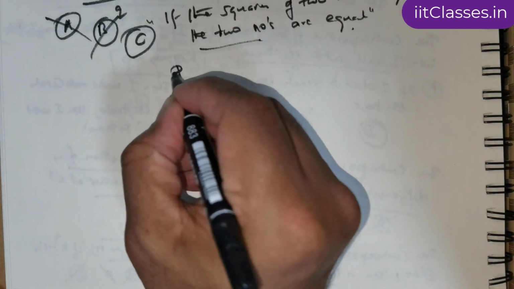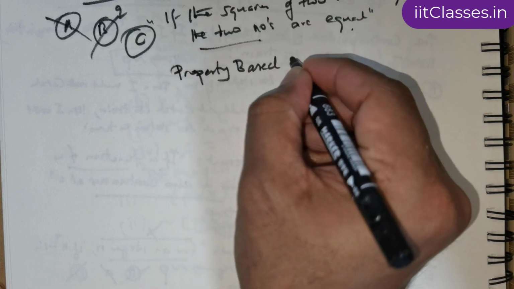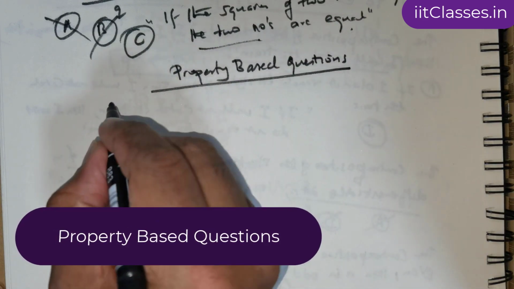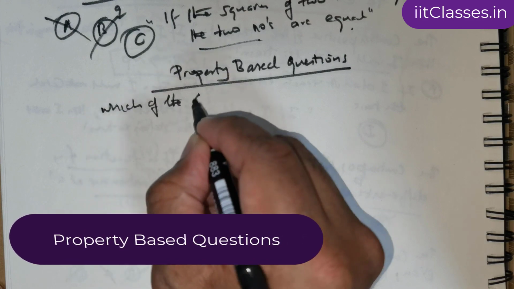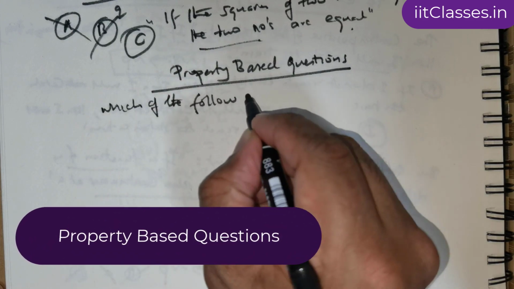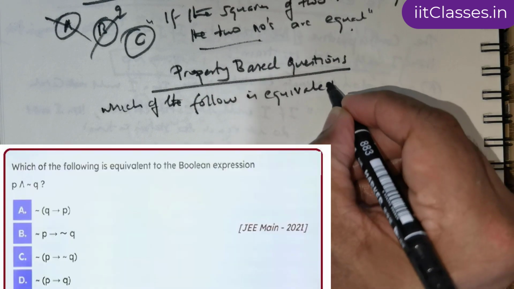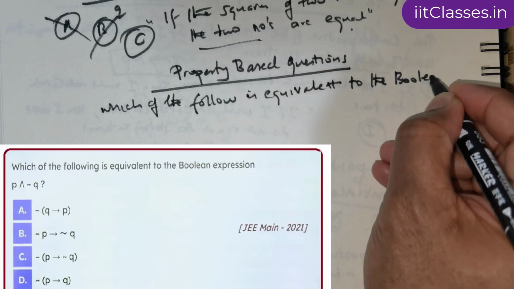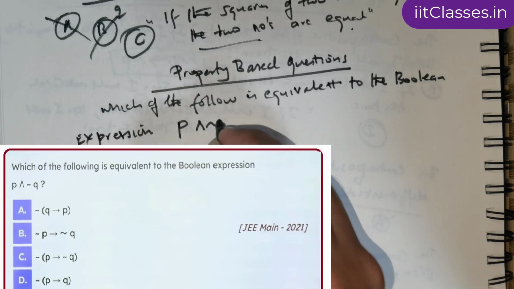So students, now we will do property based questions. So first question is, which of the following is equivalent to the Boolean expression P and negation of Q?